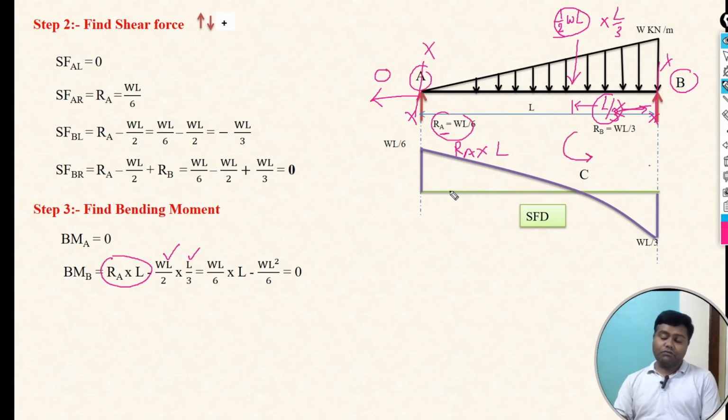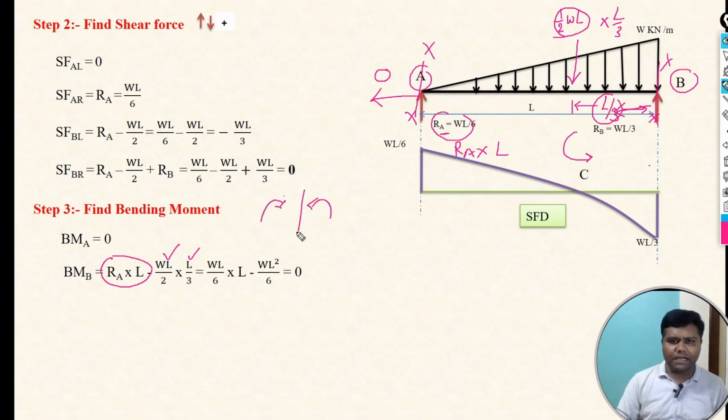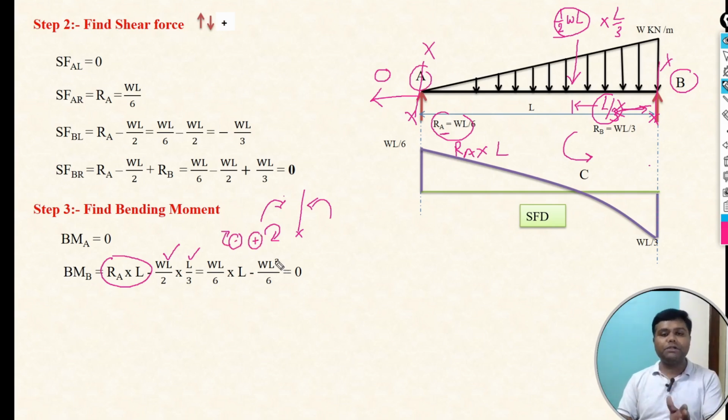And one more important thing, for the bending moment calculations at each point we have to consider the sign convention. Okay, in the sign conventions we have seen that for a sagging bending moment, if you take the section, the clockwise bending moment on the left of that section should be considered as positive. So on that basis we have taken RA into L as positive and WL by 2 into L by 3 is taken as negative.